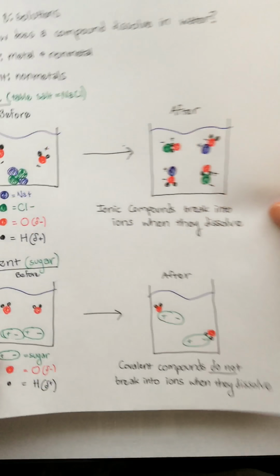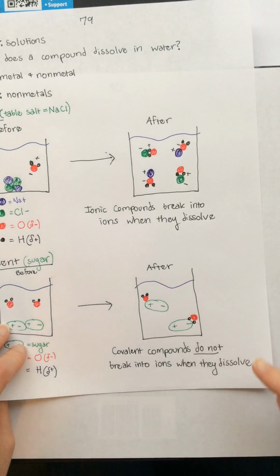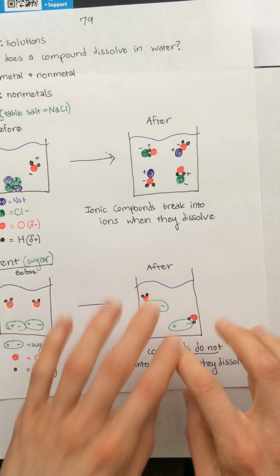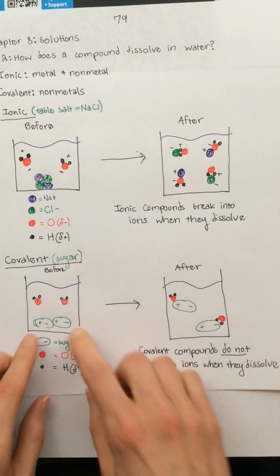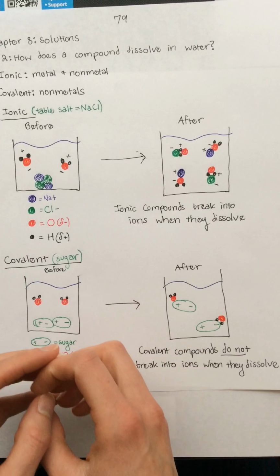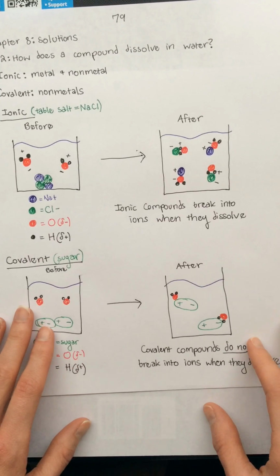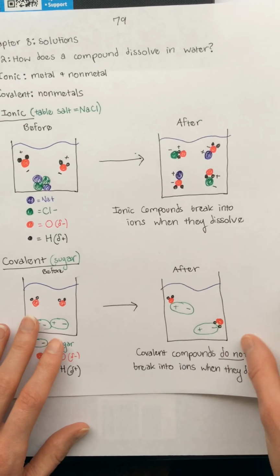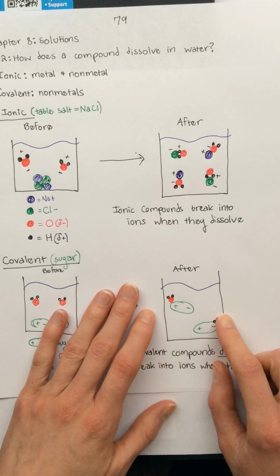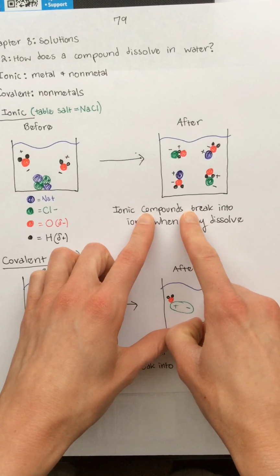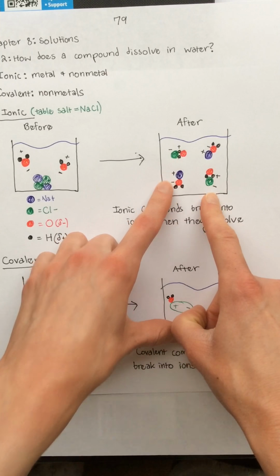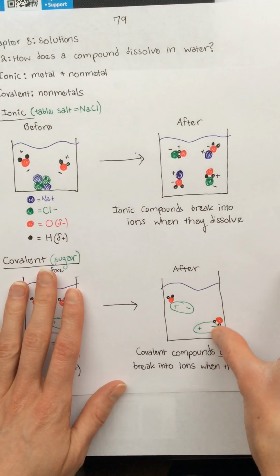So, a lot of people were a little bit confused about how covalent compounds dissolve and whether or not they actually do dissolve. They do dissolve. And what it looks like is they just kind of mix around with the water. So it starts out and the sugar molecules are just all close together. And then as they dissolve, they just kind of separate and they're just mixed around with the water. So yes, covalent compounds do dissolve. The only difference between covalent and ionic is that ionic will break into ions, into positive and negative charges, but the covalent compounds don't. They just mix around with the water.